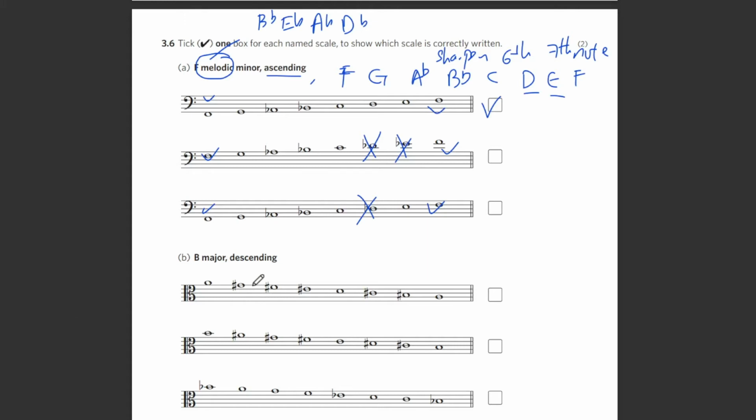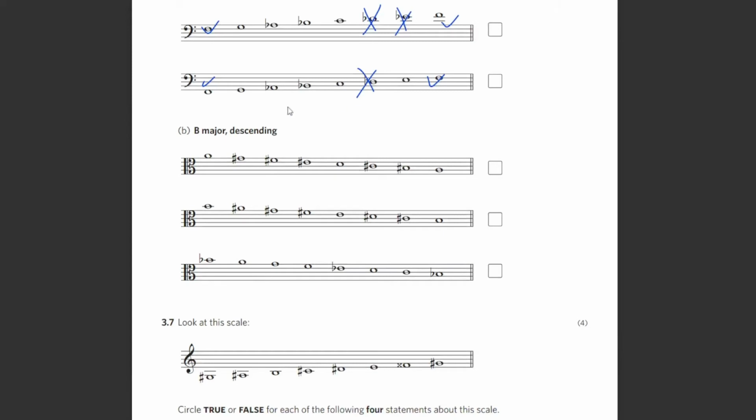Next, let's move on to this B major descending. So major key, we don't need to sharpen anything. Based on the key signature, B major has F sharp, C sharp, G sharp, D sharp, and A sharp. So now 5 sharps, right? I know this one is out because it is all sharp, it shouldn't be flat. Then I check both have 5 sharps, right? So I need to check.